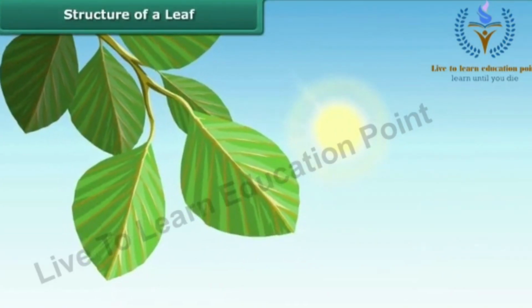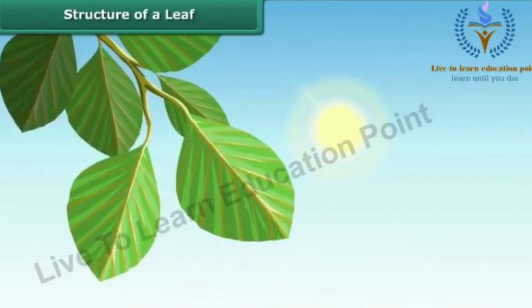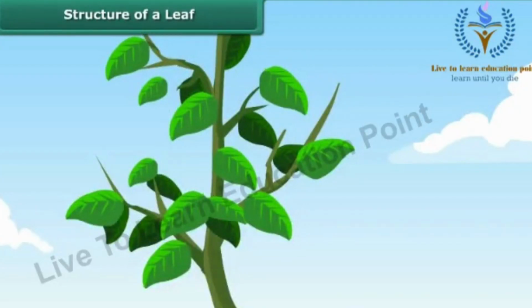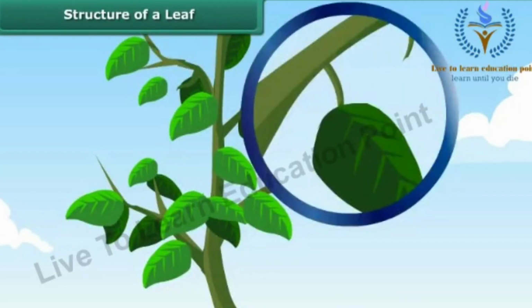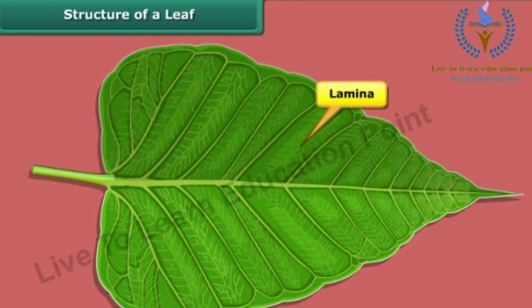A leaf is a flat, green structure attached to a node on the stem. The stalk by which a leaf is attached to the stem is called the petiole. The thin, flat part of the leaf is called lamina. The lamina is green in color.